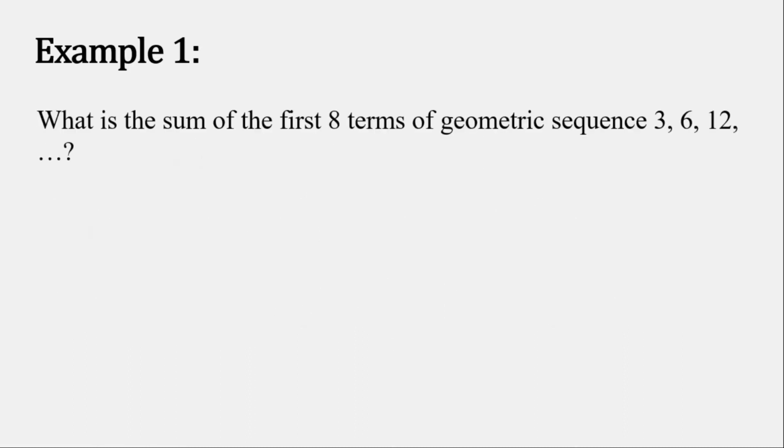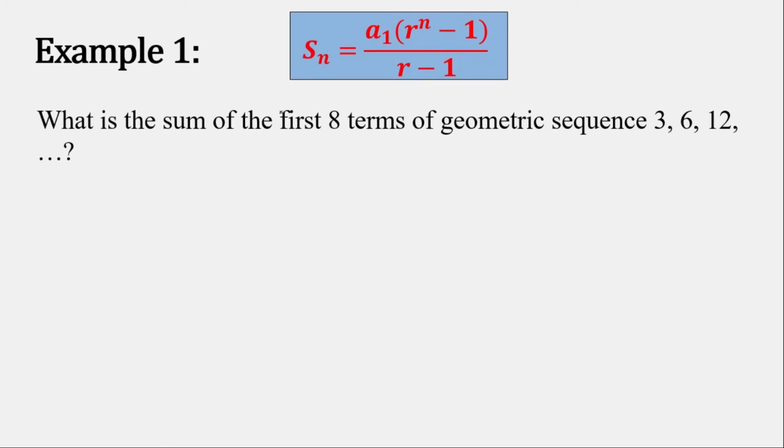This is an easy type of problem. So all we need to do is to carefully find the given in order for us to answer this problem. Again, we will use this formula. So therefore, we need to find the given a sub 1, the first term, the common ratio, and the value of n, or the number of terms.